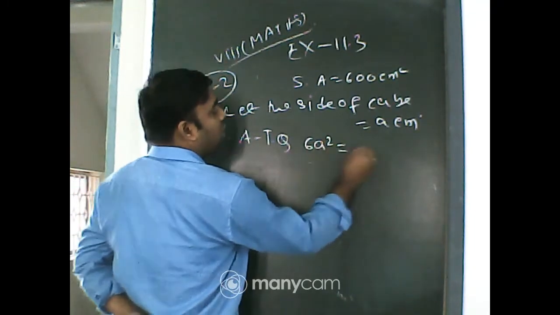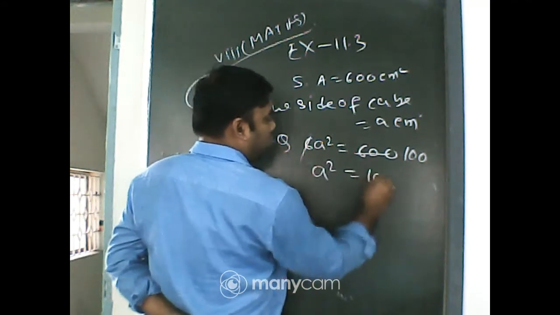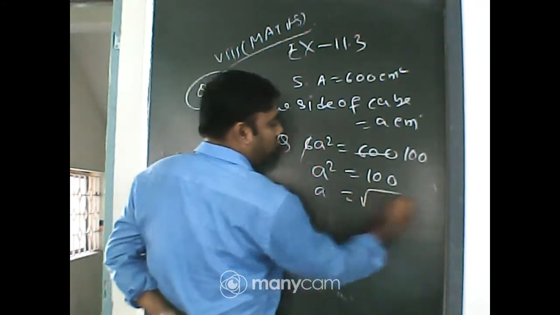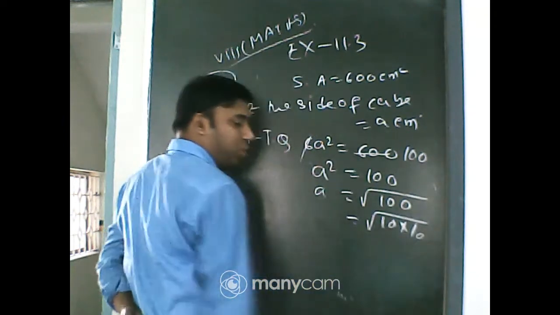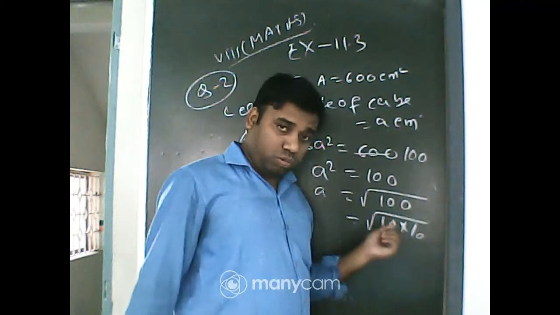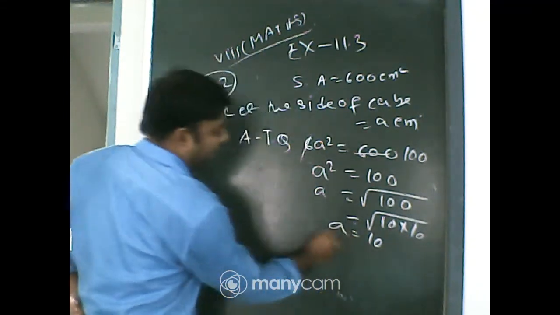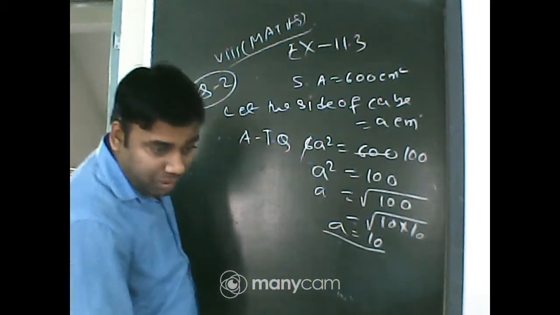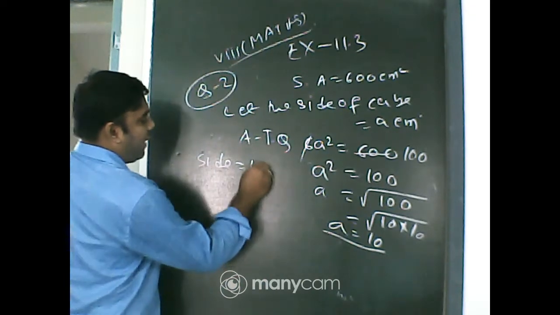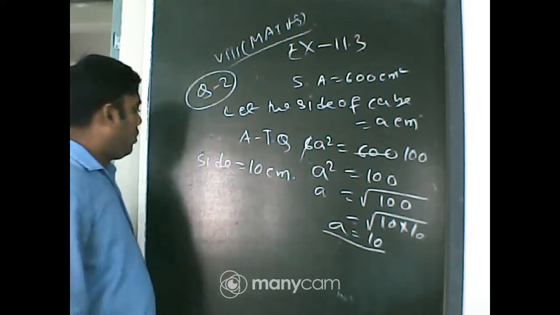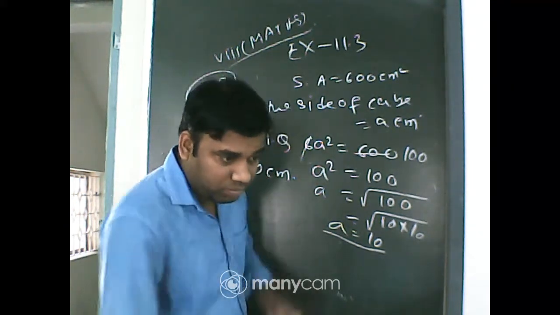So therefore, according to the question, 6a square equal to 600. So remove 6: a square equal to 100. So you know that a means root of 100. 10 into 10, so 10 comes out of the square root. A equal to 10, which is the side. So side equals 10 centimeter. Got it, everyone?